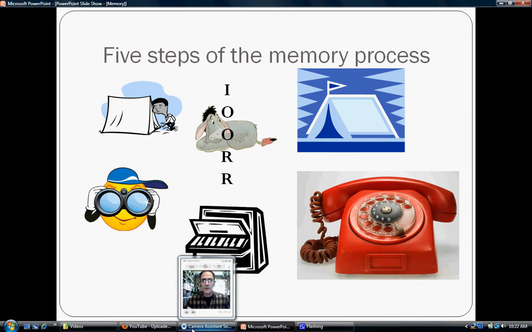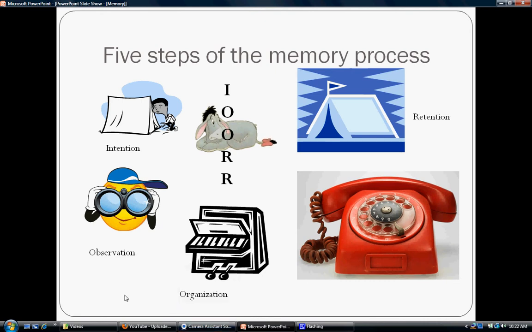An acronym is where you take the first letter of a series of words and you make another word out of it. In this case, Eeyore, which stands for intention, observation, organization, retention, and recall. Eeyore, the 5 steps of the memory process. So when it comes time to recall this information, if you can visualize my pictures here on the screen, and you can remember that Eeyore is spelled I-O-O-R-R, then you have an acronym and you have a visual representation of the 5 steps of the memory process.